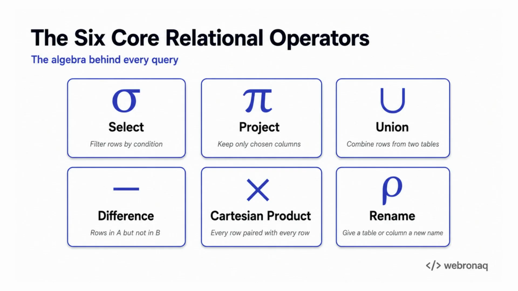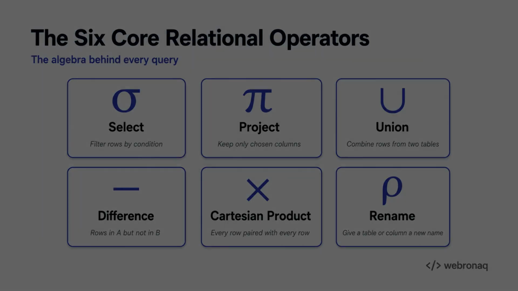Fifth, Cartesian product pairs every row in one table with every row in the other, producing every possible combination. And sixth, rename, written with rho, gives a table or a column a new name, which is handy when building complex expressions. These 6 form a complete set. Every other operation you will ever use, including joins, is derived from combinations of these 6. Speaking of joins, that is exactly where we are headed next.